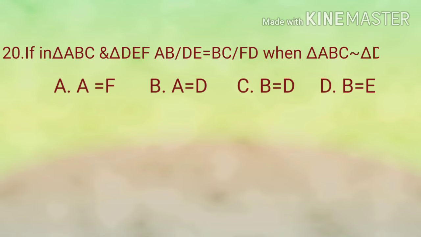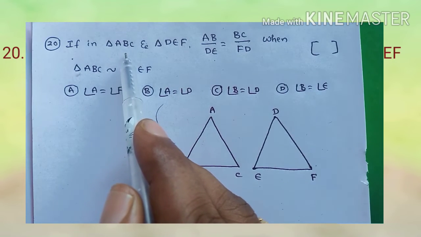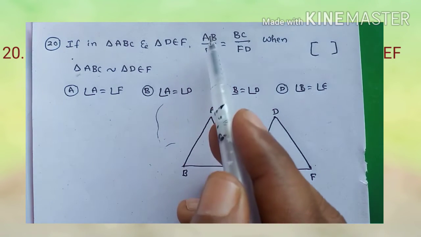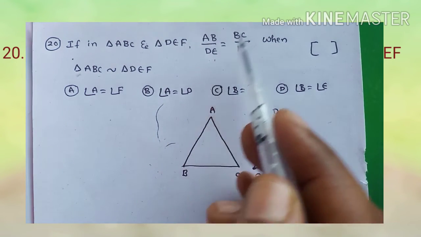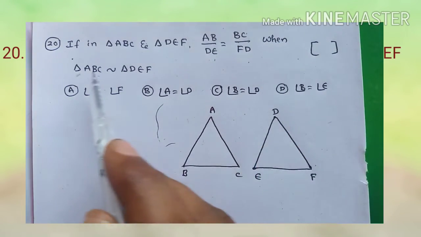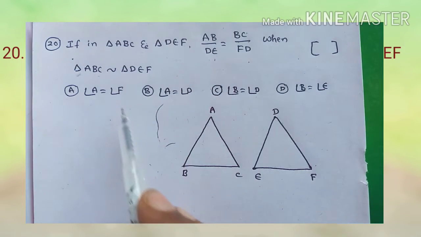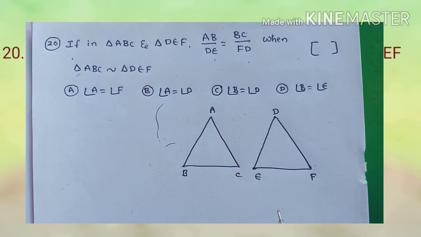Okay, the next problem. Let's see how to solve it. If in triangles ABC and DEF, AB by DE is equal to BC by FD, then triangle ABC is similar to triangle DEF. Now here are the options and diagram.